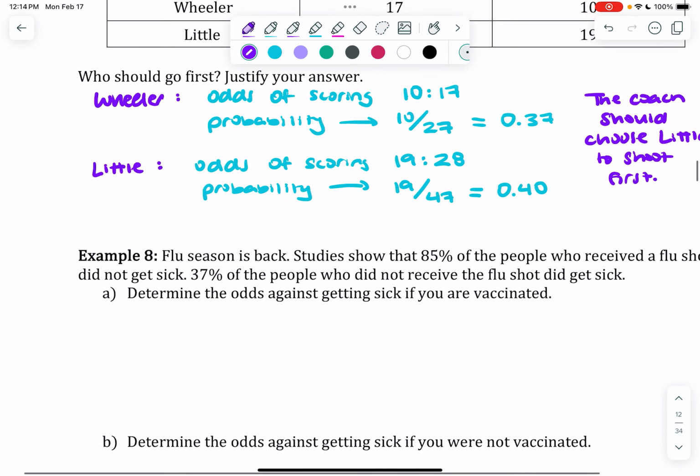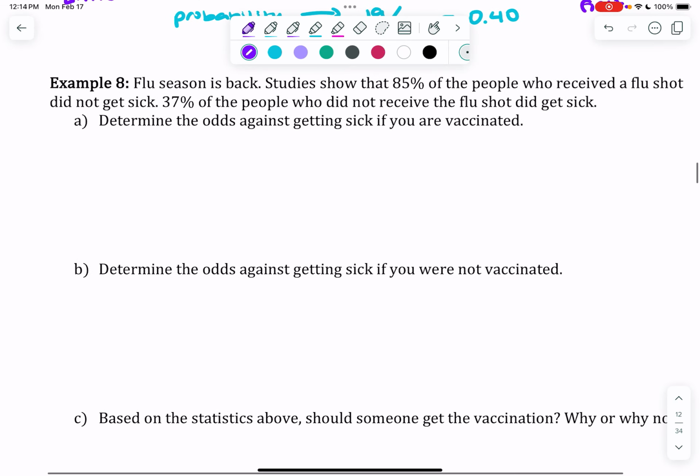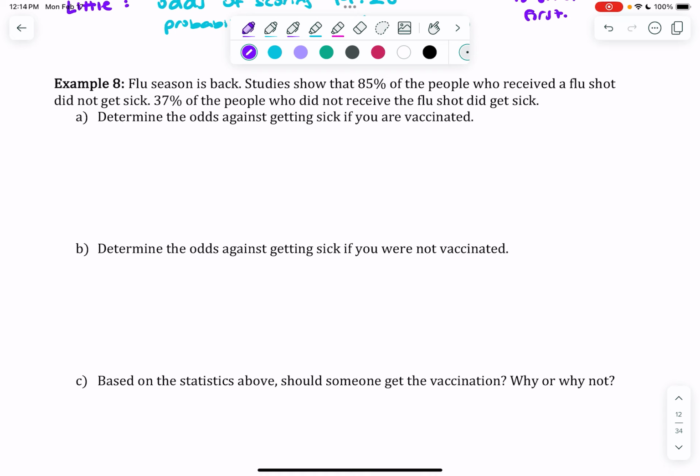That example is about flu season. Flu season's back. Studies show that 85% of the people who received a flu shot did not get sick. 37% of the people who did receive the flu shot did get sick. Determine the odds against getting sick if you are vaccinated.